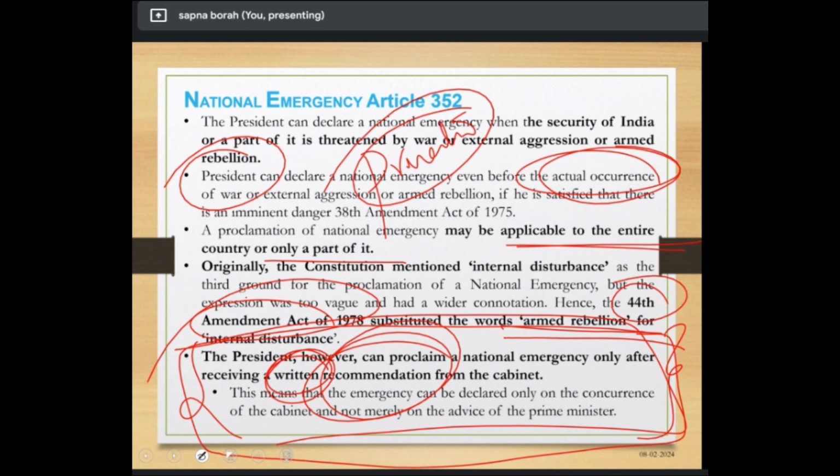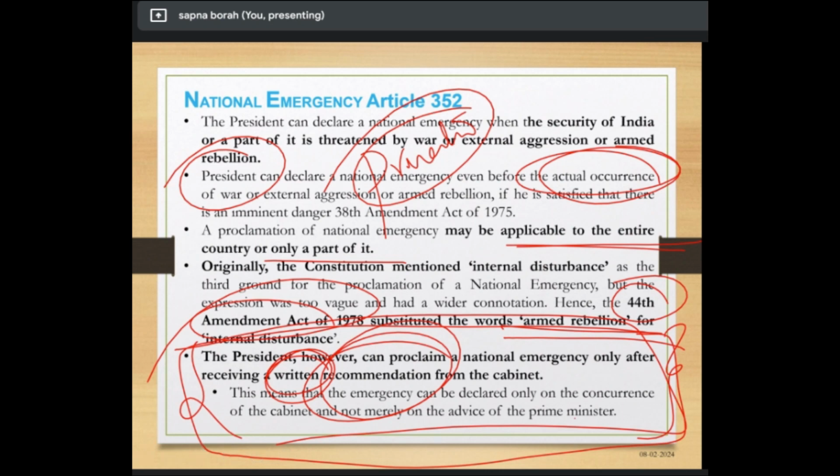Again, a story which is not important from the prelims point of view, but when you all reach the emergency chapter, you will finally be able to clear the concept. Yes, you will get the PDF. Yeah, what was I saying?